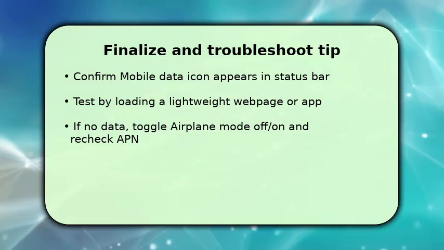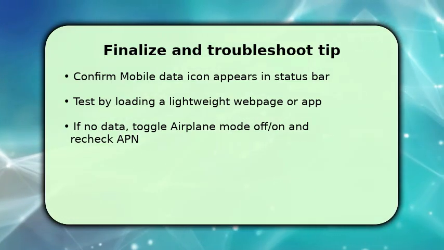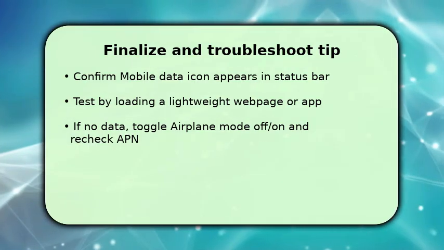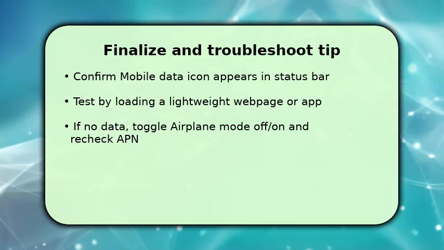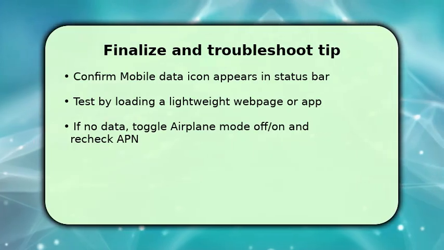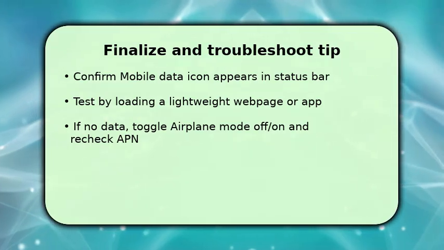If it fails, make sure the APN exactly matches carrier values. Then toggle airplane mode off and back on to reset radio state. Also restart the phone if needed. This reset often clears negotiation issues between the SIM, APN, and Realme's network.